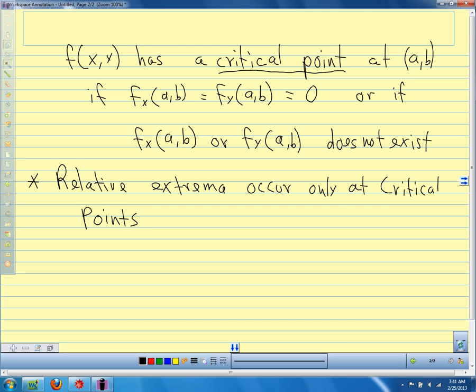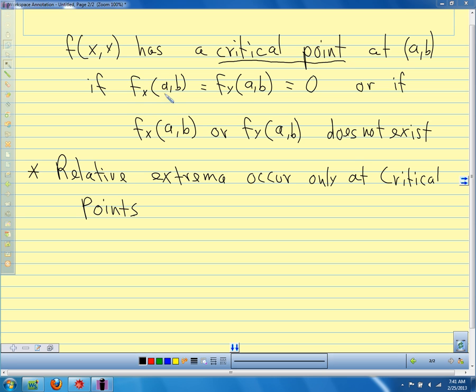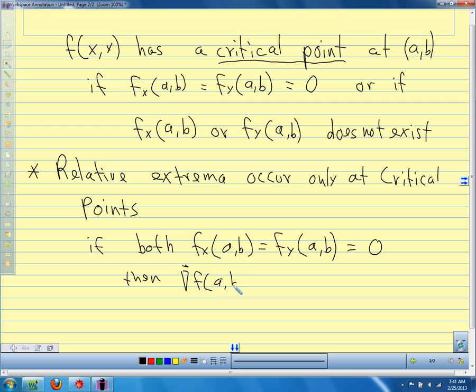And we've also talked about this idea: if the first partial with respect to x and the first partial with respect to y are both 0, both of our first partials, then our gradient at that point is 0. So every directional derivative is 0 at that point.